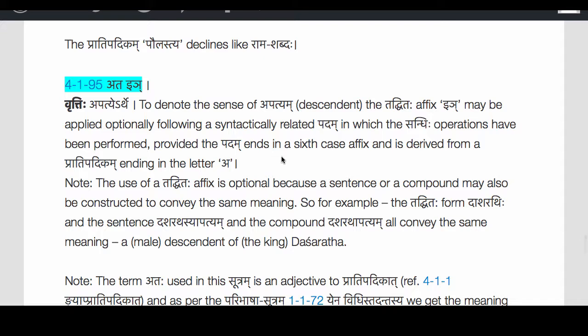So please remember this Sutram 4195 Atha ing. Whenever there is a Pratipadikam ending in the letter a, and we want to derive a tadita form in the sense of tasyapatyam, then instead of using the default affix an prescribed by pragdivyato an, we have to use this affix ing prescribed by this sutram 4195 atha ing.